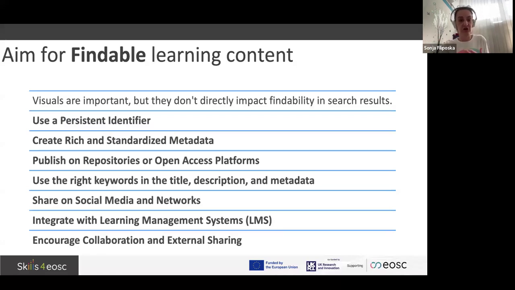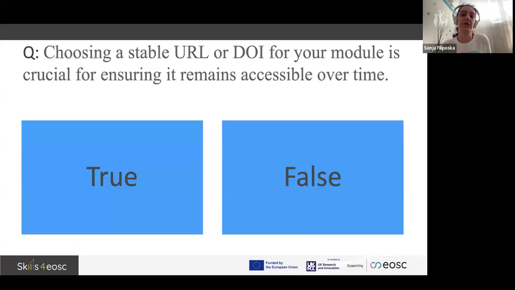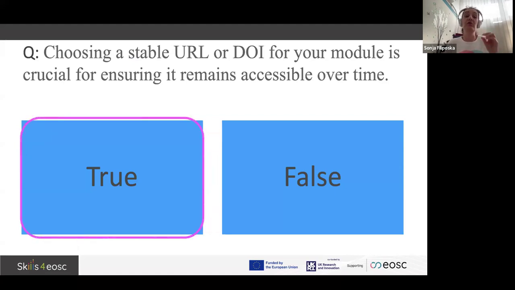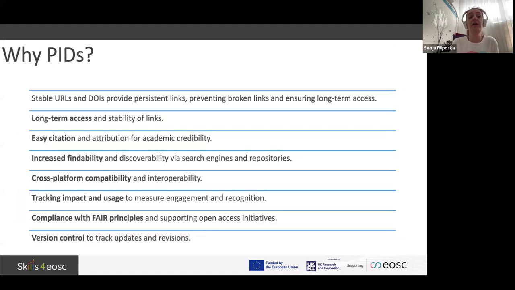Encourage collaboration, encourage external sharing. These are the things that are going to help you make it as findable as possible. When we talk about findable, one of the very important things was to have a persistent identifier for your learning resource. So it's very important that you choose a stable URL, even better, a DOI or other type of persistent identifier for your learning module, for your learning resource. This will ensure that it remains accessible over time.